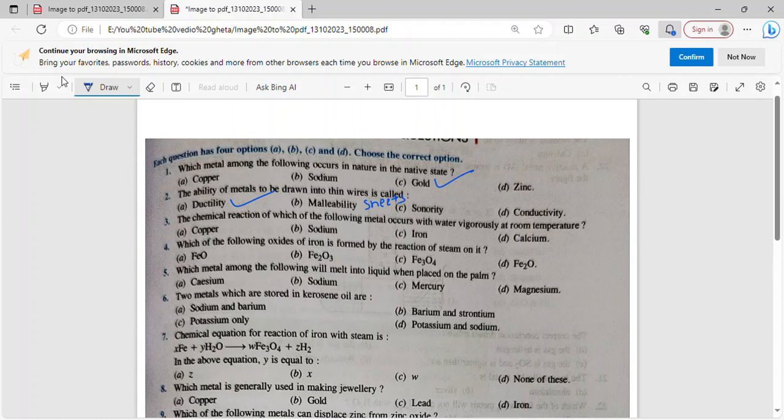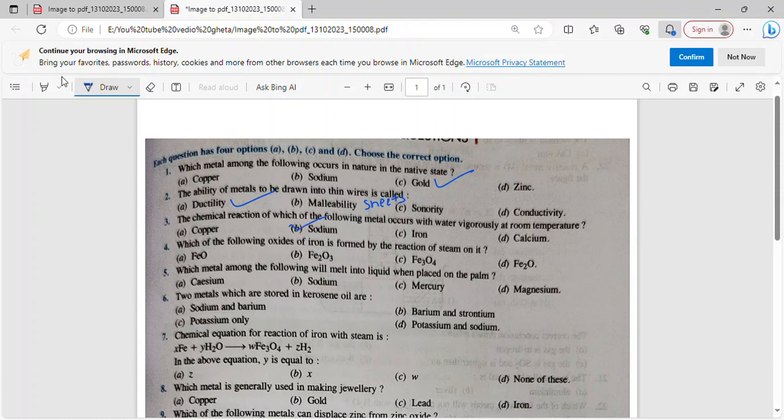The chemical reaction. Which of the following metals reacts with water vigorously at room temperature? Obviously copper is low reactive, it does not react with water, either water or steam. Sodium is very vigorously reactive and it even catches fire, so this is the answer.